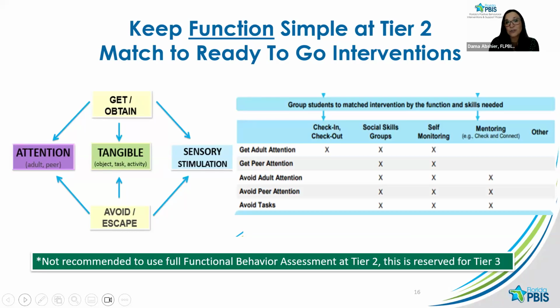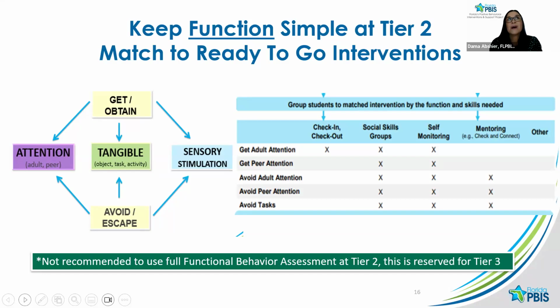This is just an example, thinking about students who maybe want peer attention, they want to avoid adult attention. Maybe they need a social skills group. So they're not looking for just the adult attention, but they're really looking for peer attention. Maybe they don't want attention from adults, and so they need those skills. So they're looking for skill building.